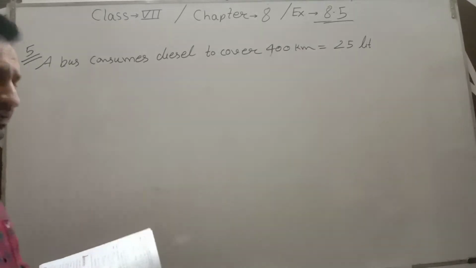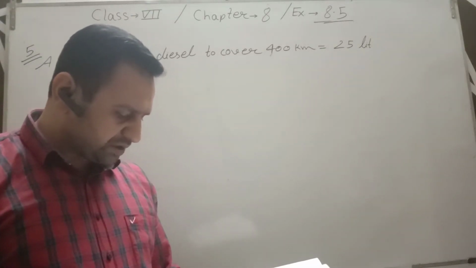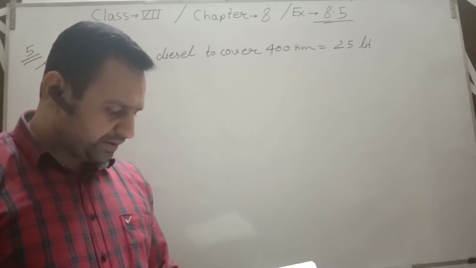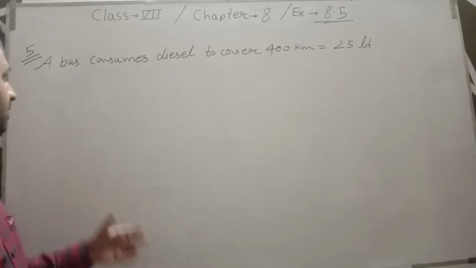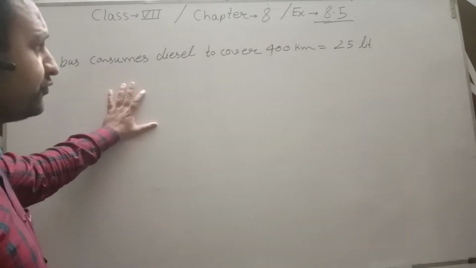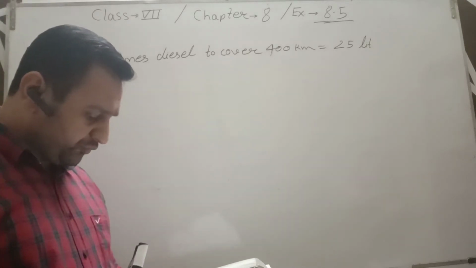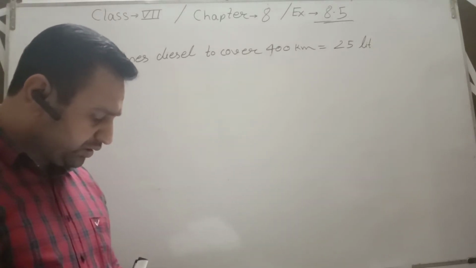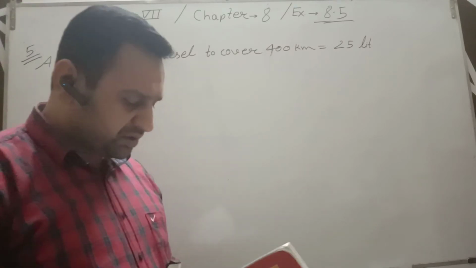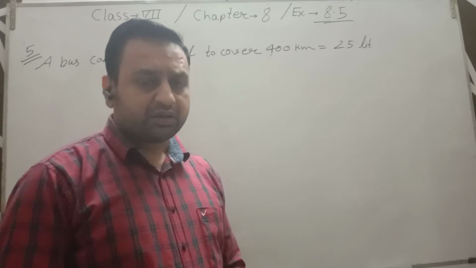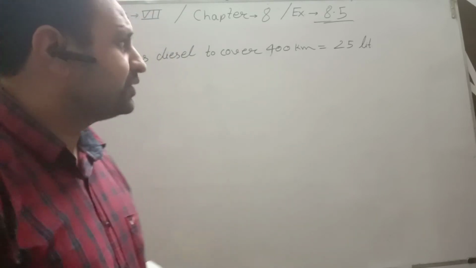Okay students, now we discuss question number 5. In question number 5, it is given that a bus covers 400 km and consumes 25 liters of diesel. It means the bus consumes 25 liters of diesel to cover 400 km. And we have to find the cost of the diesel required to cover 1500 km. यानी कि 1500 km डिस्टेंस कवर करने के लिए बस कितने रुपए का डीजल कंज्यूम करेगी. तो फर्स्टली फाइंड आउट क्वांटिटी ऑफ डीजल.